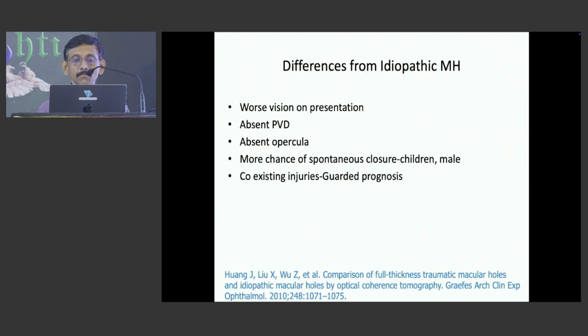But there are some good things about a traumatic macular hole. There are higher chances of spontaneous closure, especially in young males and in children. But the prognosis can also be guarded if there are associated injuries like more RPE damage, associated choroidal rupture, or associated optic nerve injury.